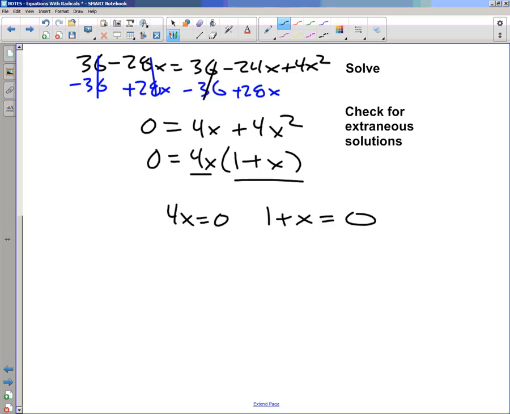Solving this one, divide by 4 on both sides, you're going to get x equals 0 divided by 4, which is 0. Solving this one, we'd subtract 1 from both sides, we've got x equals -1. So we've come up with two solutions, x equals 0 and x equals -1. We definitely want to check this and make sure that those are actual solutions and not extraneous.